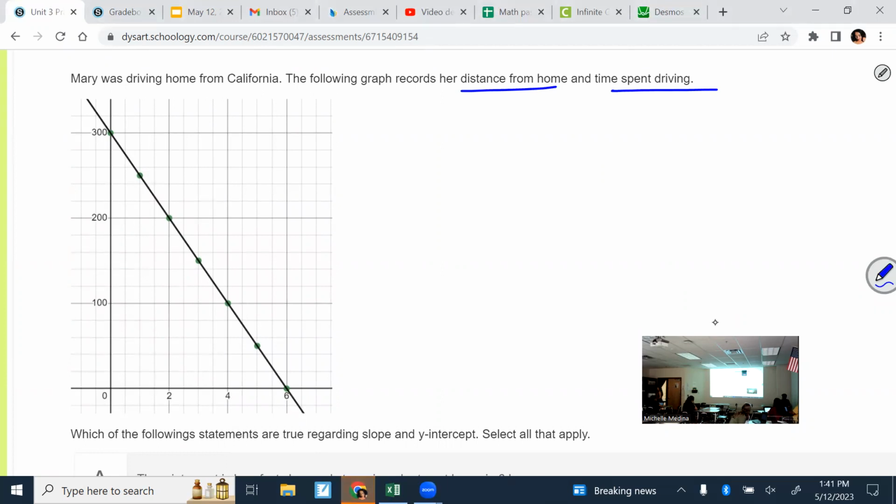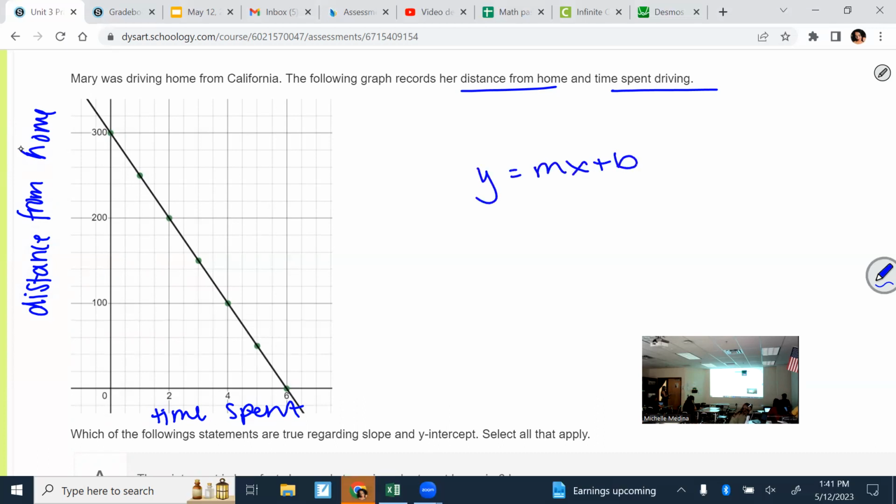Which one should go on the x-axis? The time spent driving. Which means then my distance from home would be on my y-axis, because that depends on how long I've been driving, right? Not the other way around. So then when we are answering this, because it's asking about slope and y-intercept, we might want to know what those are for this. How do you find slope?